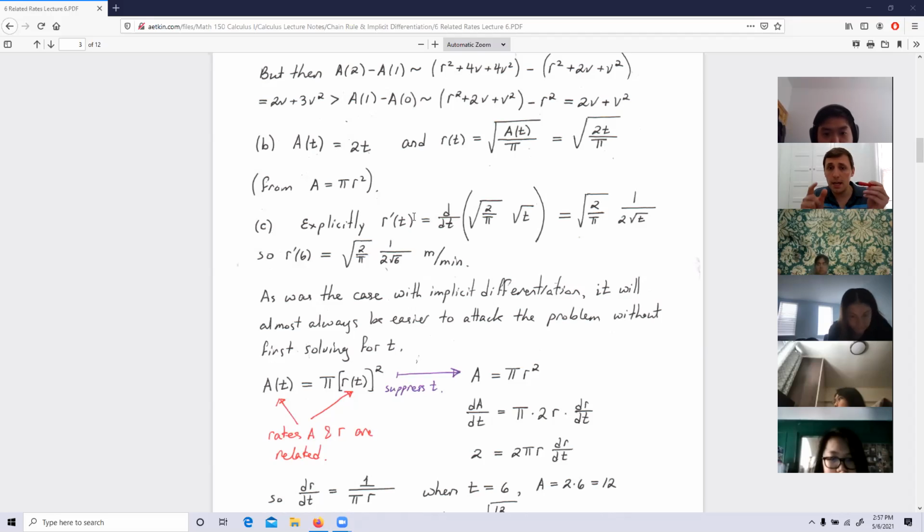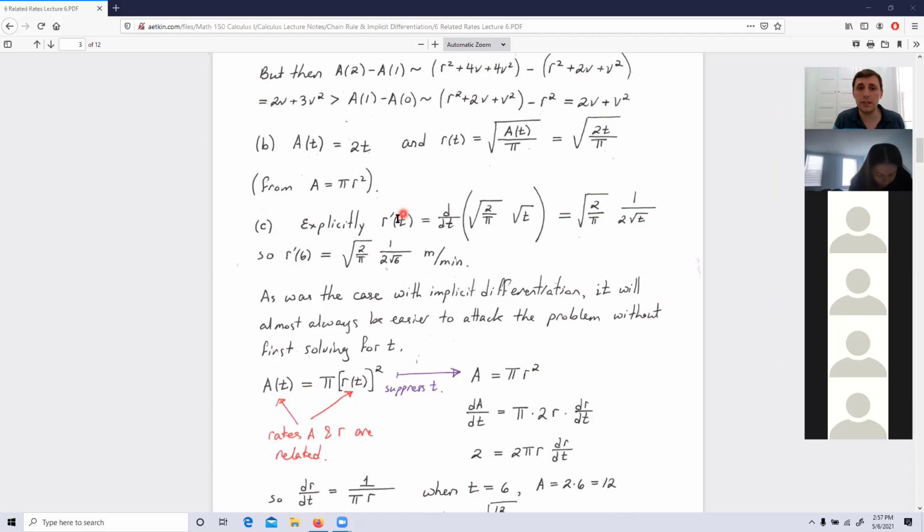Are you picturing it, guys? When I say calculate the rate of growth of the radius, I'm imagining, me personally, a speedometer attached to the radius. As the radius is growing, the speedometer is showing the movement of the tip of the radius. Yes, and what is that movement indicating? The derivative explicitly of r of t is the derivative of this function, which is what we get here. And then I simply plug in 6 minutes and I see that the rate of growth is root of 2 over pi times 1 over 2 root 6 meters per minute.